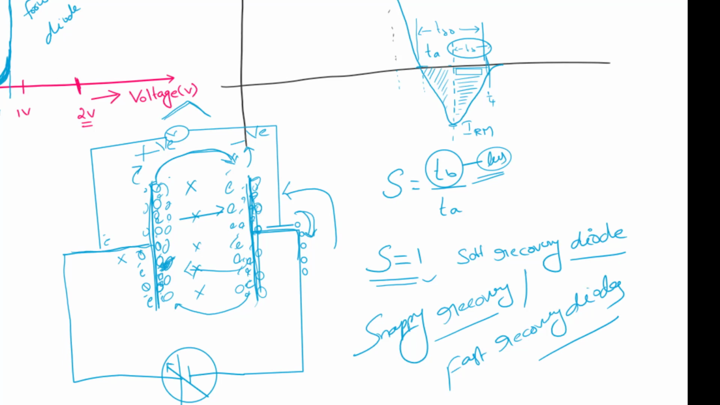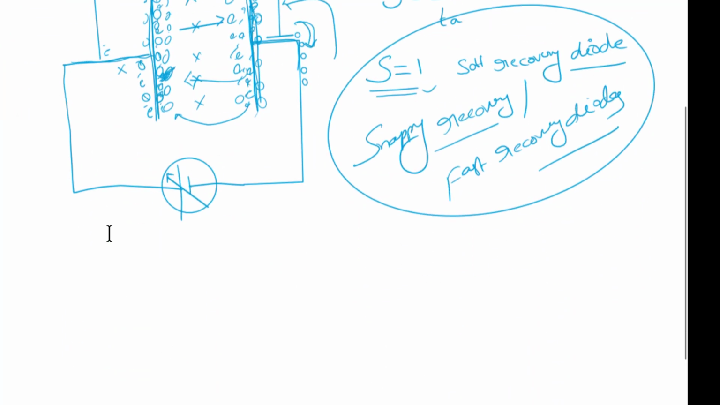If anyone asks how you define which is fast and which is slow, based on these characteristics you can tell whether the device is a fast recovery diode or a normal recovery diode. So now let's dig into some more important items. Let me go like this.